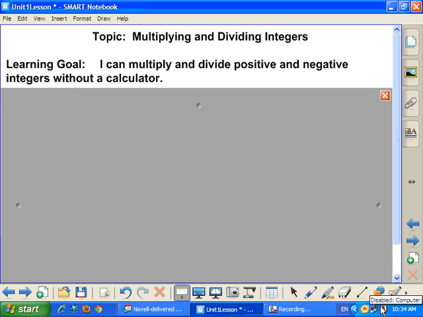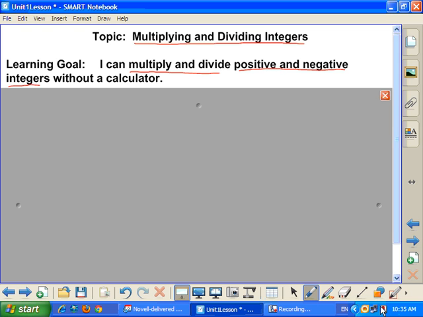Welcome to lesson number 2. And today what are we looking at? We're multiplying and dividing integers. So I'm not so worried about being able to multiply the numbers. It's those signs again. So I can multiply and divide positive and negative integers.